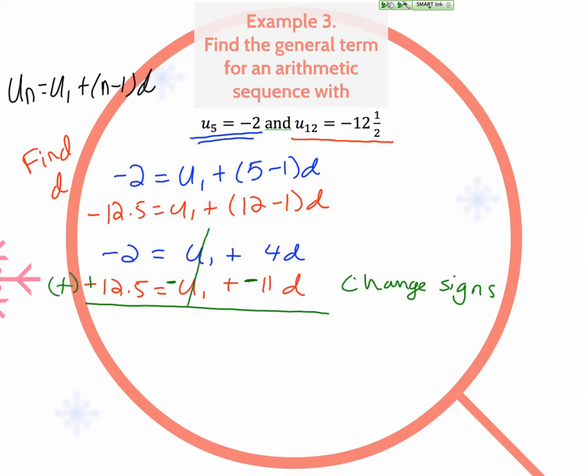So then those cancel out. If I do negative 2 plus 12.5, I've got 10.5. And 4 plus negative 11 is negative 7. So I have 10.5 equals negative 7d. And if I divide, I think I get negative 1.5. You guys with me on that?